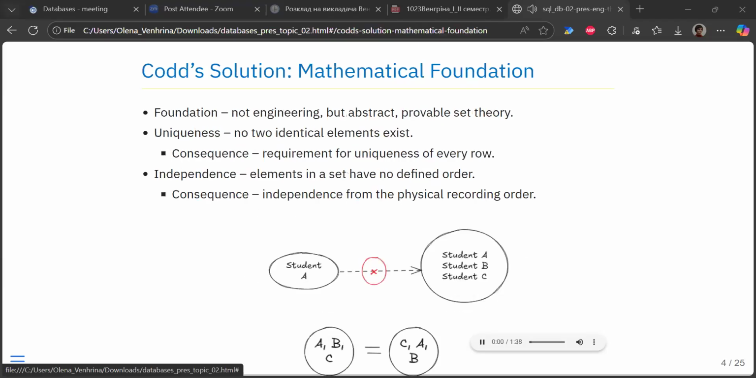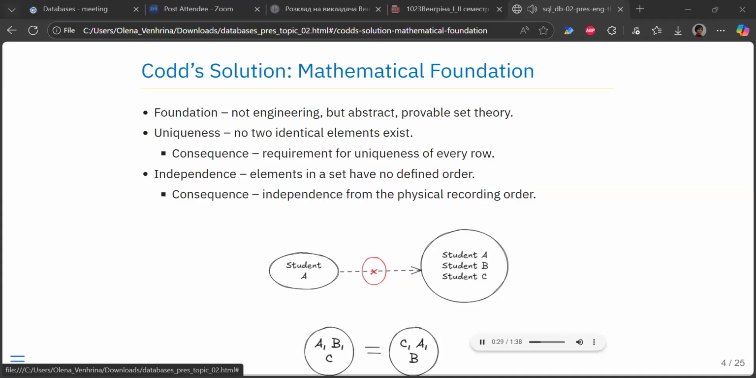So, on the previous slide, we identified the problem, rigid coupling to physical pointers. The solution proposed by Edgar Codd was brilliant. He shifted the foundation of databases from engineering to pure mathematics. He decided that the data structure should be based not on how a hard disk works, but on abstract provable theory. And he found it in set theory. Why exactly this? Because it provided two key principles that automatically resolved the chaos of older models.